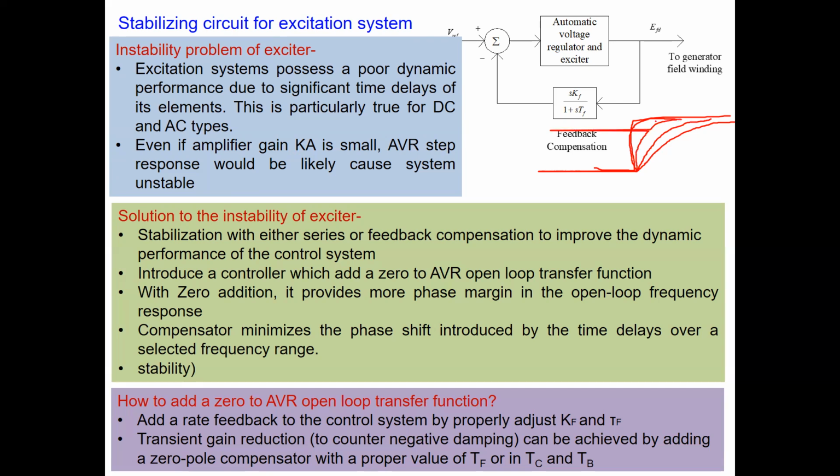This is the region where the response is delayed, up to this time period. The controller response is delayed, and thus we need to compensate this much delay in your response. Here we obtain it by adding one zero, and thus it minimizes the phase shift. This can improve the stability. Now, how do we add a zero to the AVR? We can add a rate feedback to the control system.